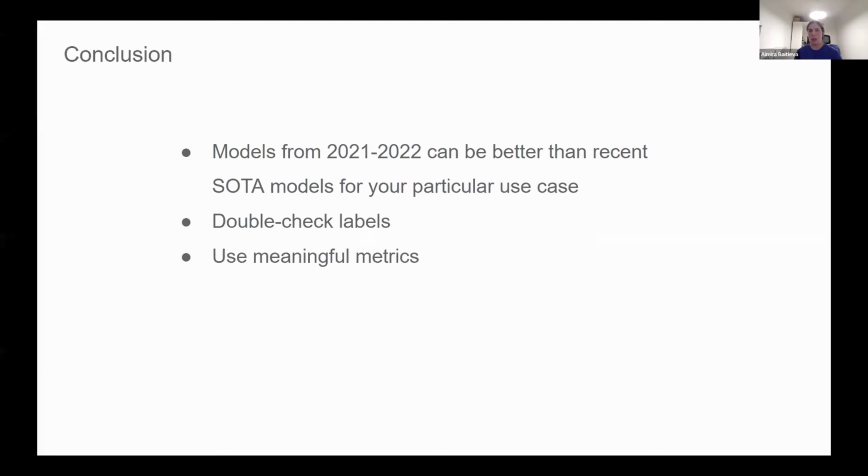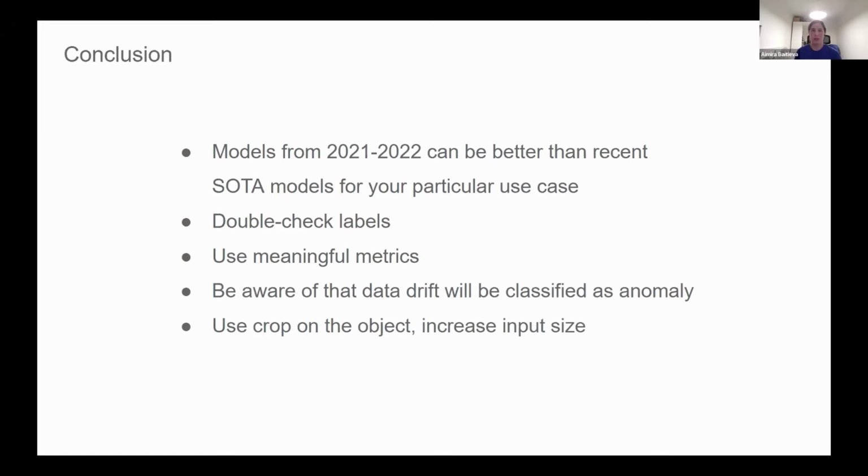Use metrics which are meaningful for industrial tasks, and be aware of data drift. You won't miss defects, but at the same time, it can send a bunch of good parts to scrap if you have different lighting or a new lens. Crop close to the objects you're inspecting, and increase the resolution if inference speed allows it.